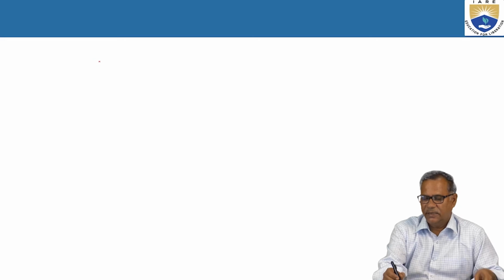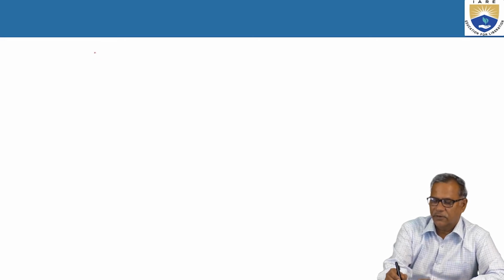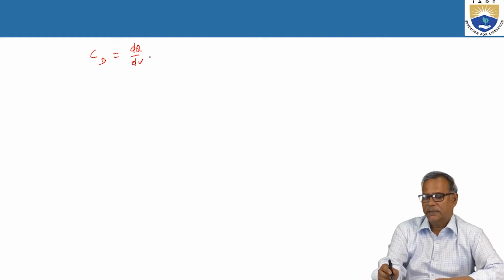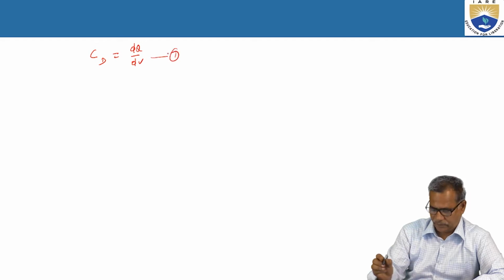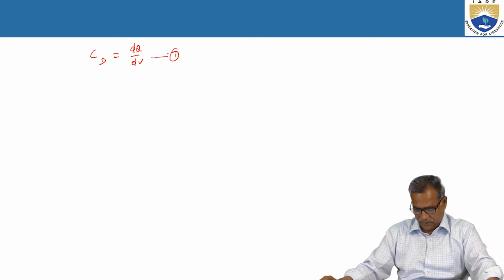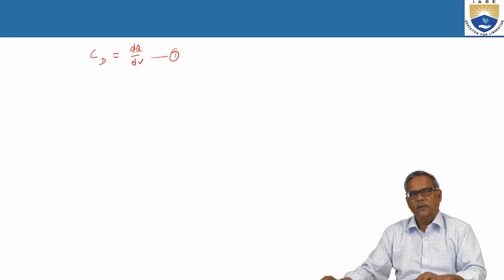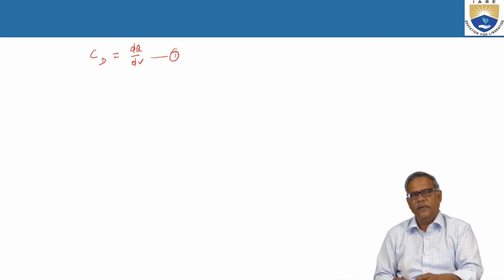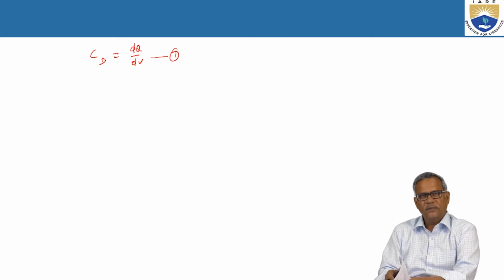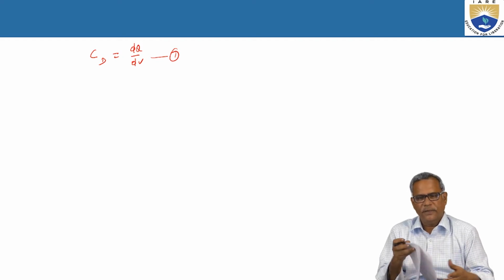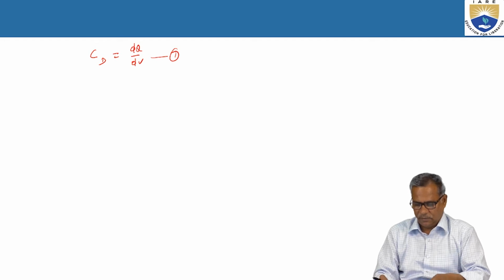So we can say that CD is equal to dQ by dV. Let us say this is equation 1. The diffusion capacitance depends upon the eta. Eta is 1 for germanium and it is 2 for silicon, and it depends upon the value of eta also.